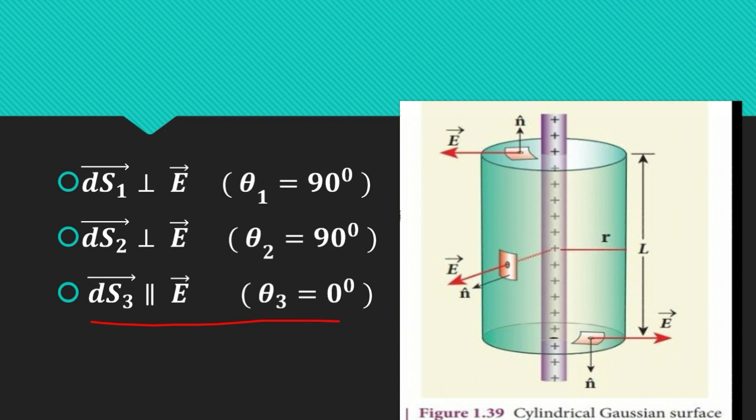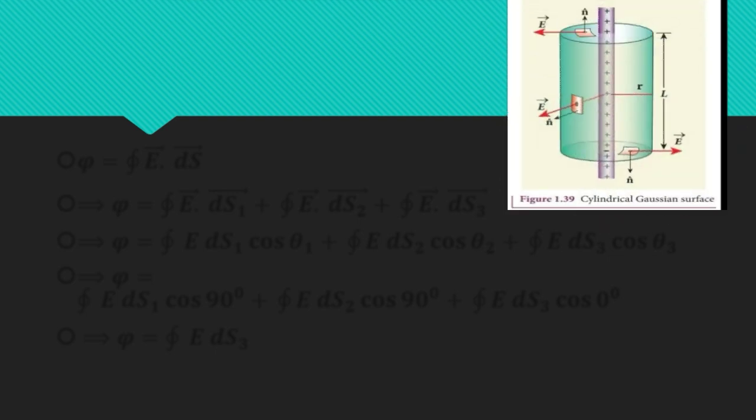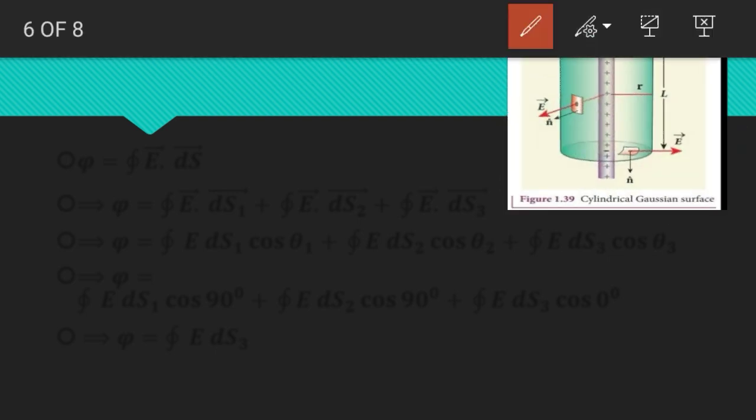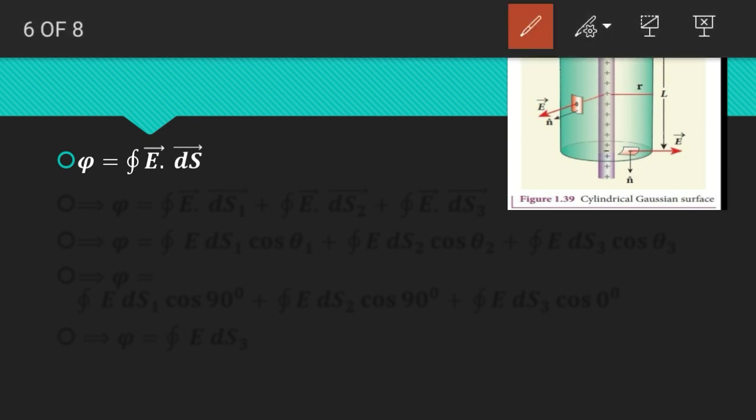Now we shall consider the flux, that is the left hand side of this Gauss law. This is the Gaussian surface that we are talking about, and now we shall calculate phi. We know phi is equal to q divided by epsilon 0. So we shall first calculate phi, the left hand side of this equation. From the definition we know that it is the integration of E dot ds. So S is the Gaussian surface, and all over the Gaussian surface we are going to calculate this, right?